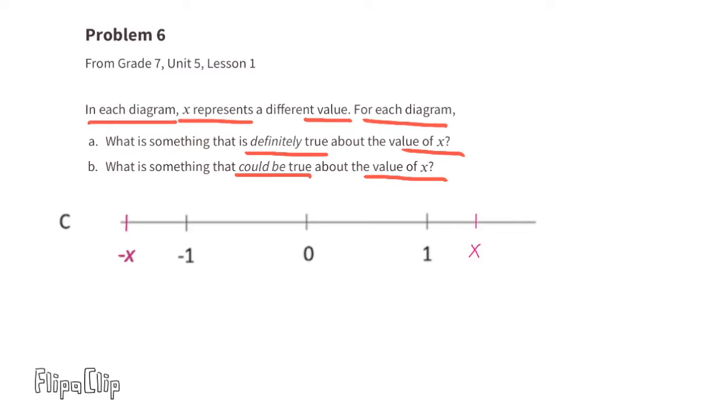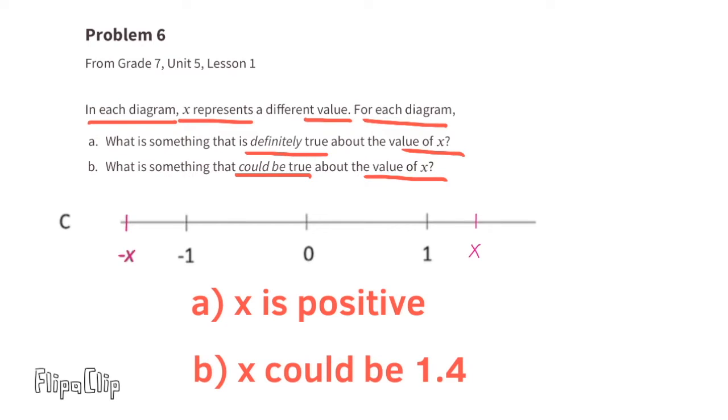Negative x kind of means the opposite of x. If the opposite of x is to the left of 0 on a number line, then x will be to the right of 0 on the number line. So we know that x is positive, and we know that x is greater than 1. It looks like it's less than 1.5, so x could be 1.4.